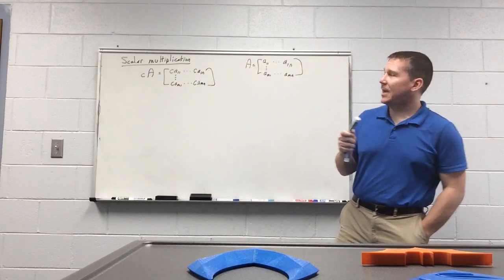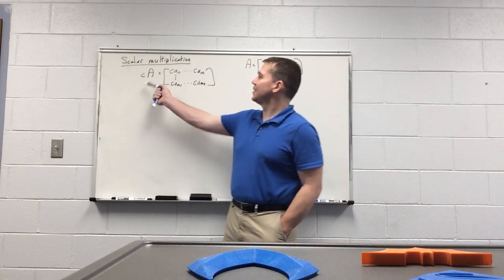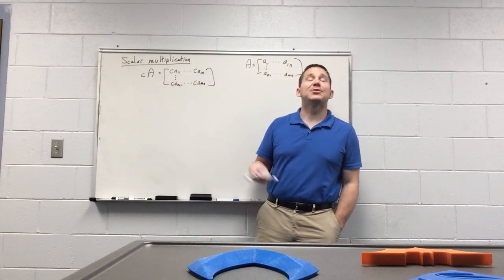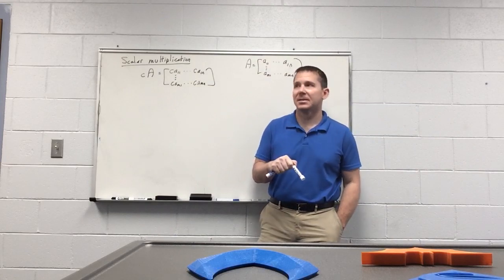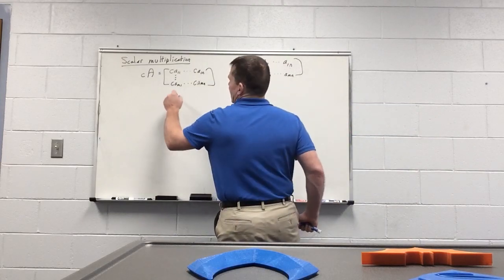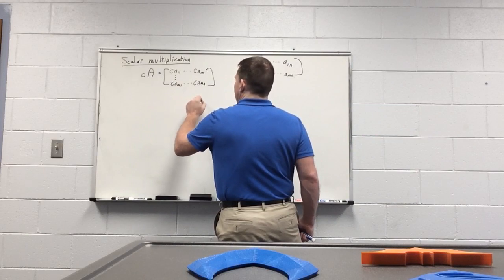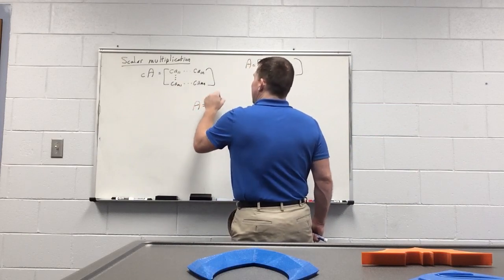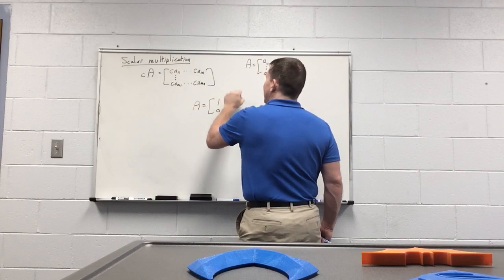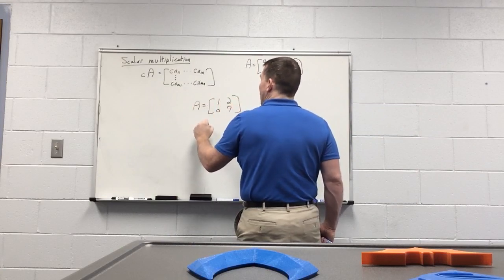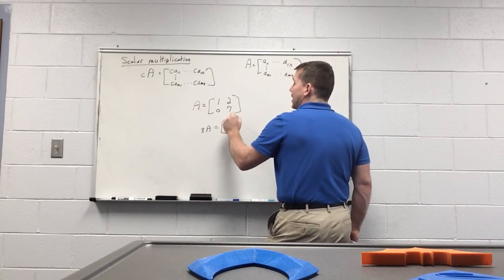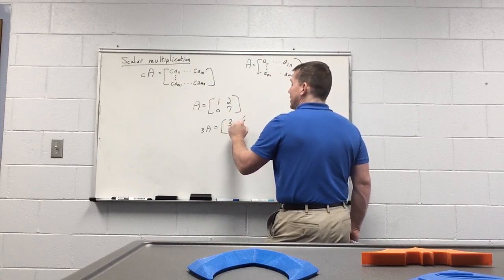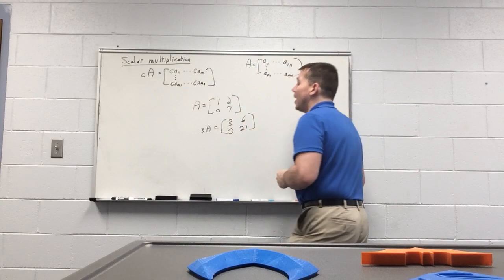So if I do scalar multiplication, a scalar times a matrix, I just distribute the scalar in and multiply it by every component of the matrix. So if I have, let's see, A is equal to 1, 2, 0, 7. If I want 3A, I multiply the 3 by each component. I get 3, 6, 0, 21.